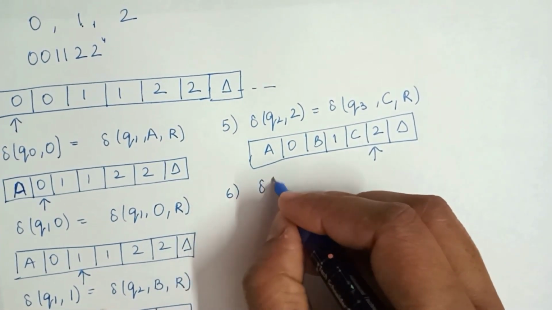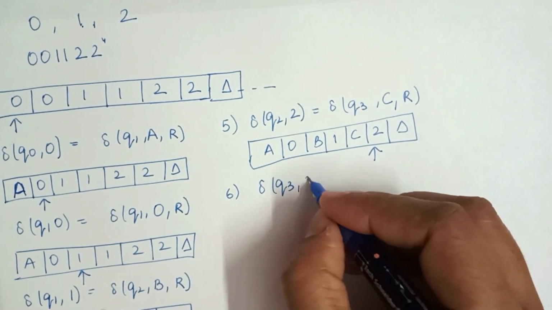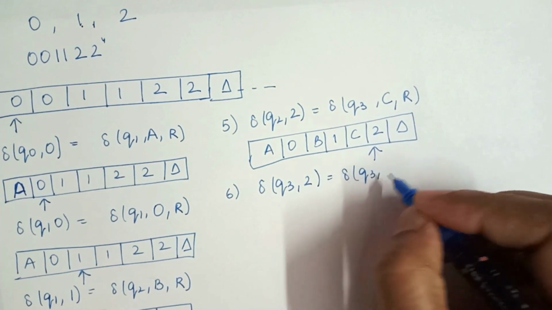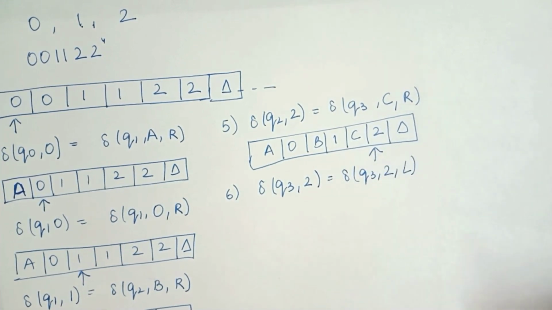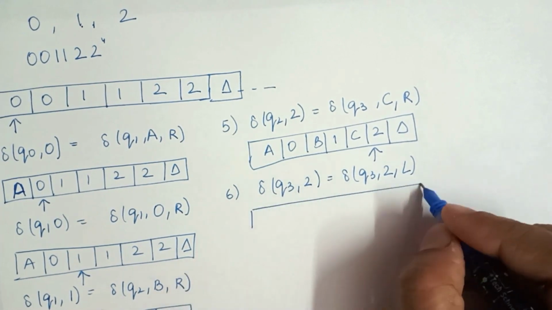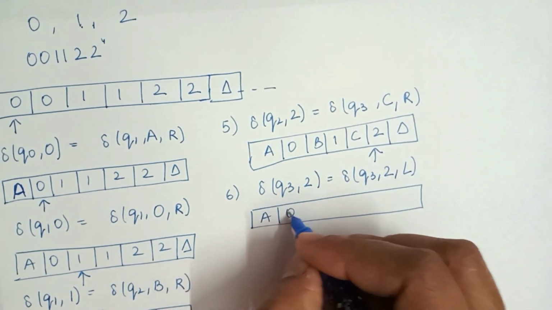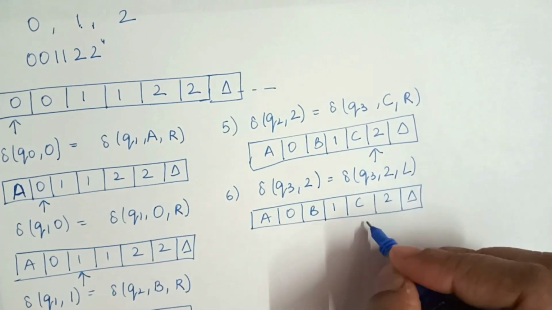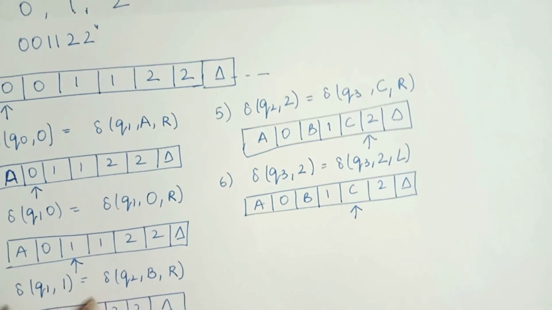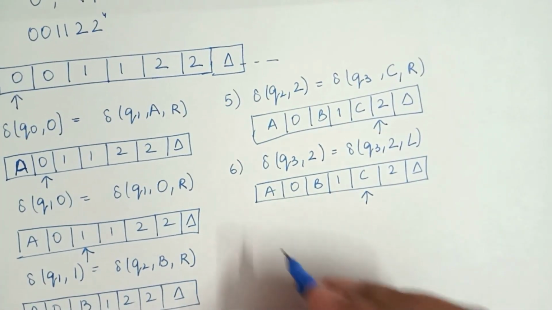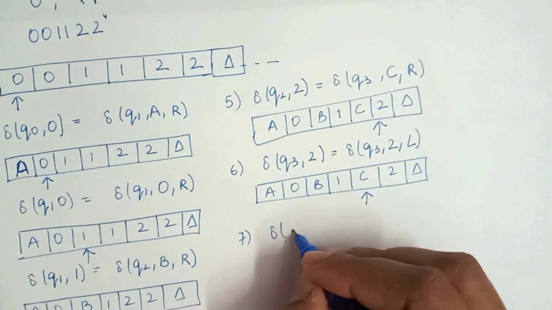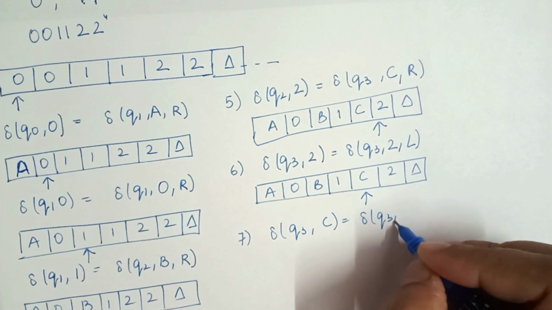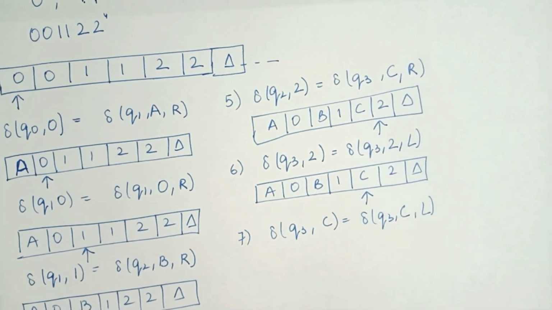So the movement will be, we are on the Q3 state, reading 2. It will remain on the Q3 state, 2 will remain as it is, and now we are moving to the left of it. So the input tape will become A 0, B 1, C 2 and del, and the input head is at C. The next movement is, we are on Q3 state, C, so it will remain on the Q3 state, C will remain as it is, and we are moving to the left of it.